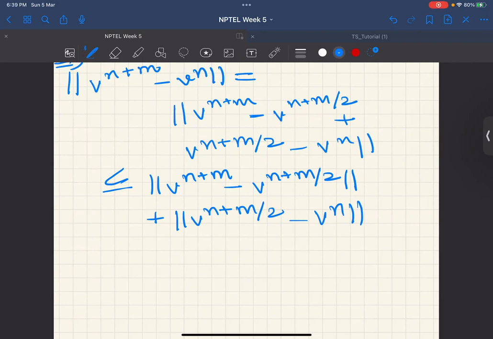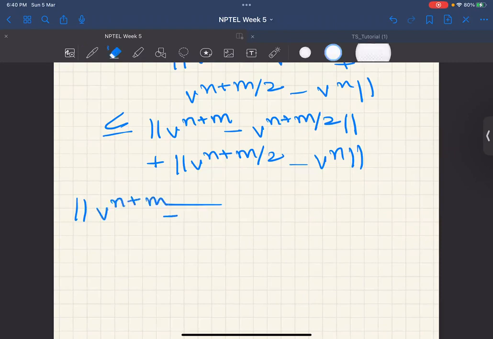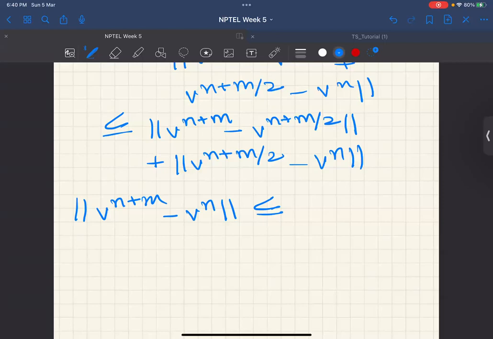So what we are saying is we are supposing that there are 3 points. Vn is a point in a space. Vn plus m is another point in the space. And Vn plus m by 2 is the third point. We can also do it like this. Okay, for the summation, I think.